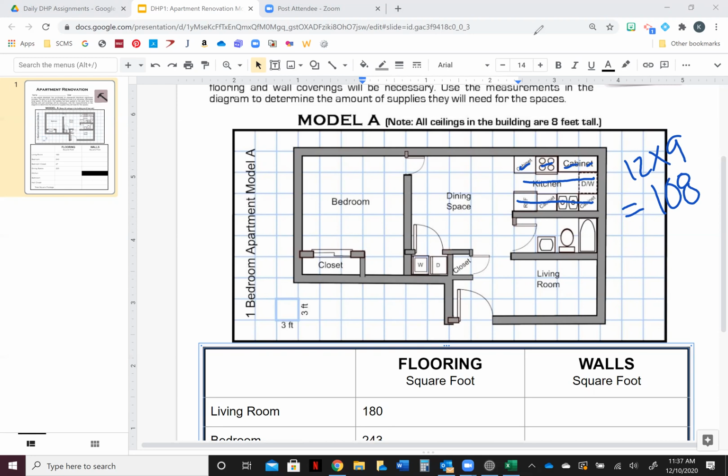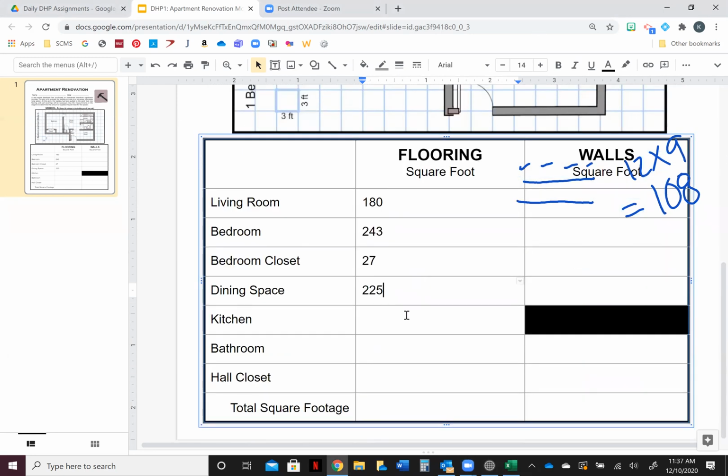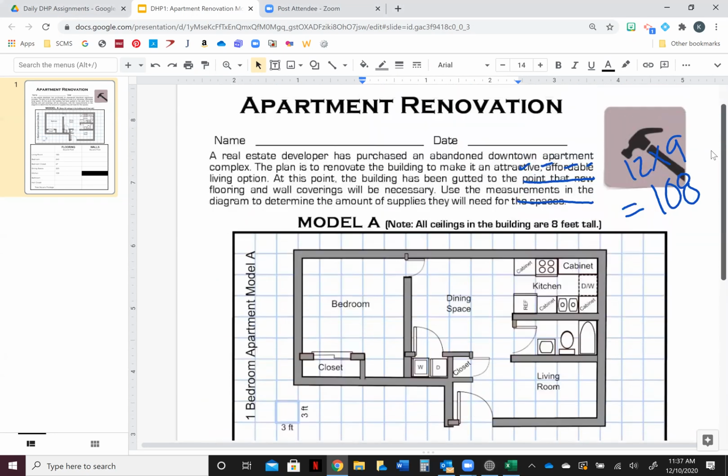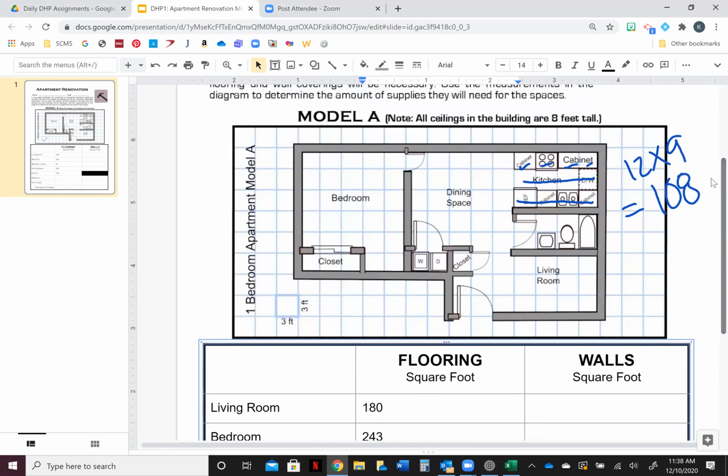So let me click out of here. And then I will clear my screen. All right. And I'm going to do the bathroom. And the bathroom, again, you're going to do the same thing. You're going to put flooring underneath, even the tub, the toilet, and the sink. So we're going to have 1, 2, 3, 4, 5, 6, 7, 8. So we're going to do 8 times 9. And 8 times 9 would be 72. And that's how you do that one.